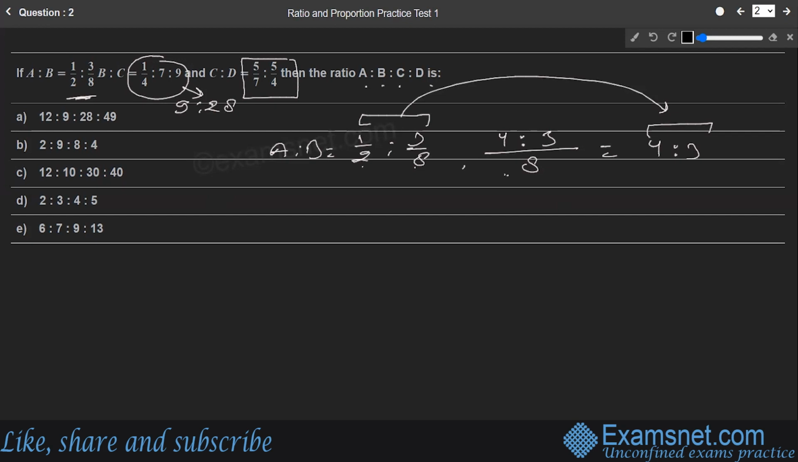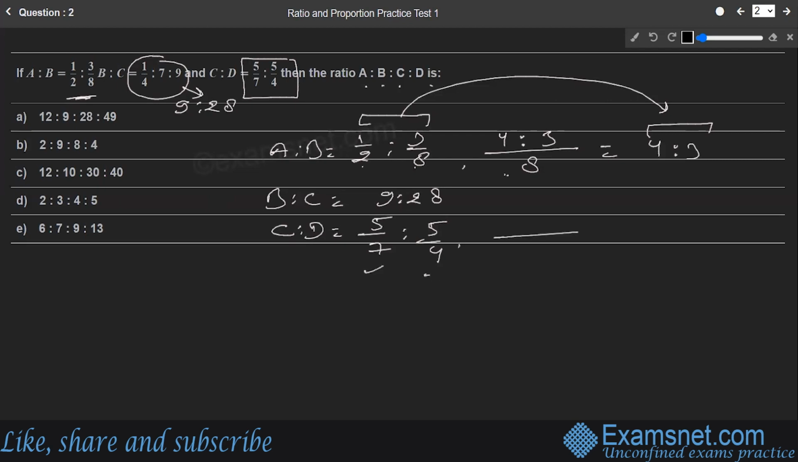In a similar way, B is to C is already given as 9 is to 28. So we don't need to do anything in this. Let us talk about C is to D. C is to D has been given as 5 by 7 is to 5 by 4. Let us make it simple once again.